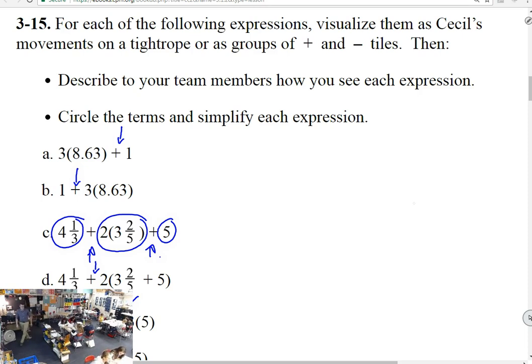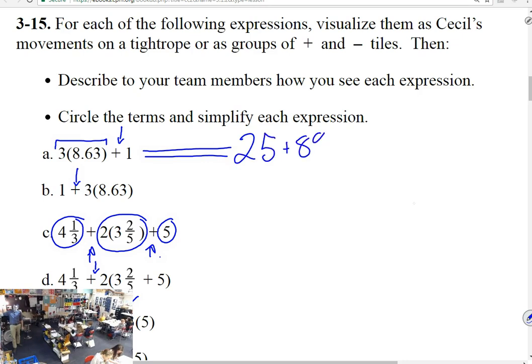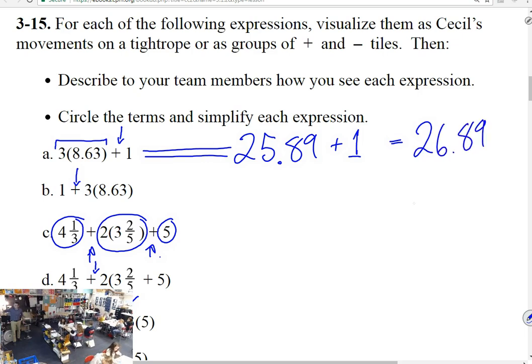All right, let's come back together for just a moment. Make sure we're solving these correctly. In A, the first thing that I want to do is multiply 3 times 8, and we get 25.89, then points. Guys, I'm just not 100% today. Then we got to add the 1 still. I got to go with 26.89.